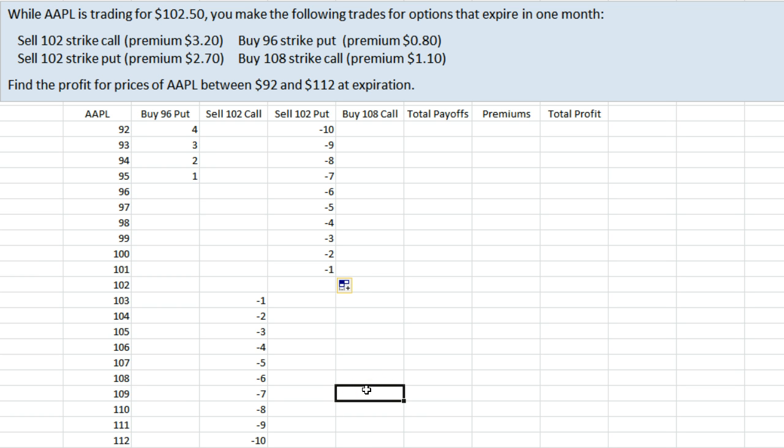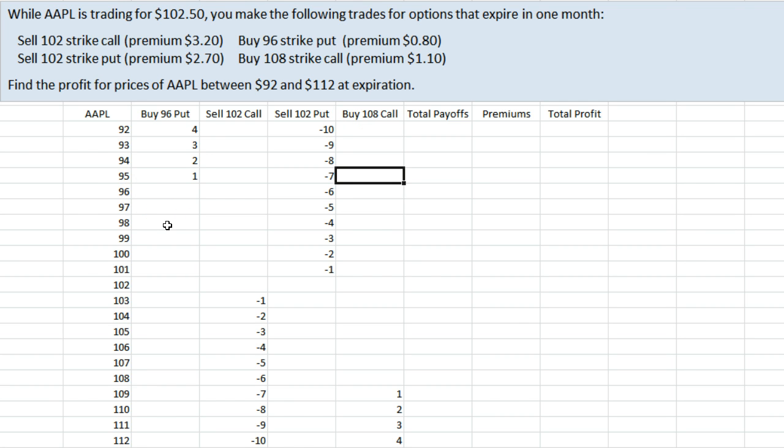Since we purchased this option, we receive the payoff at a stock price of 109. The payoff is 1. At 110, it is 2, and then we have 3 and 4 here. So we have evaluated all 4 of the options positions that we took.